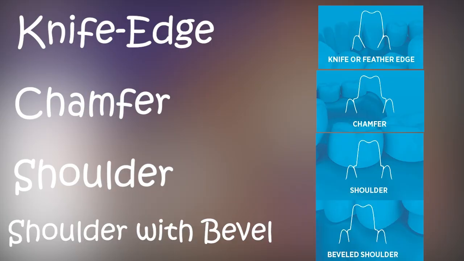A shoulder with bevel combines a flat shoulder with an angled bevel at the margin. This design improves marginal sealing and can help hide the restoration margin, especially in metal ceramic cases. In Exocad, bevels must be followed carefully to avoid margin distortion during design.